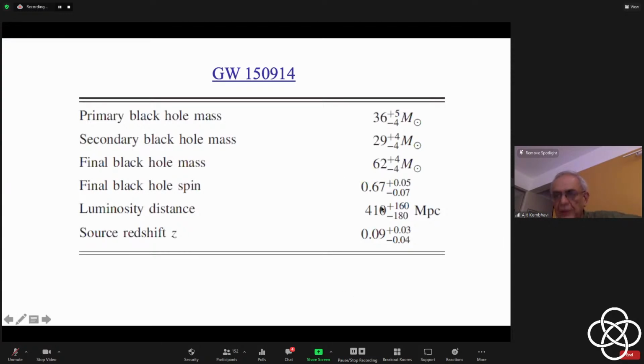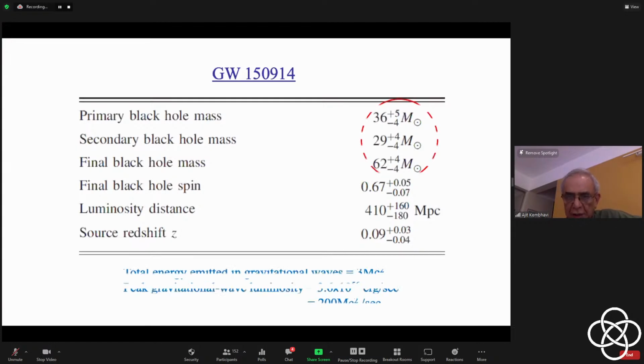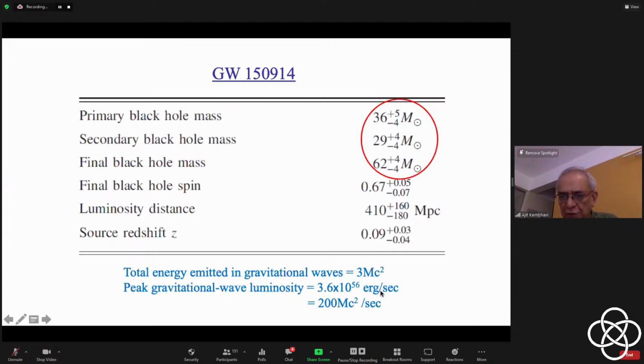And what about the spin? You can say that the spin of the black hole, a by M, is 0.67. You can also measure the distance and so forth. So this is one of the great measurements of our time. And it happened, yes, when it was announced, we were all sitting in the Homi Bhabha auditorium and listening for it.